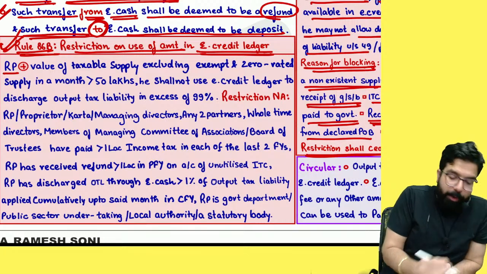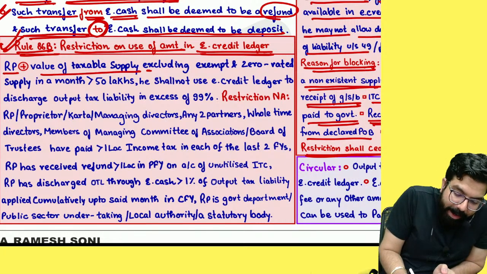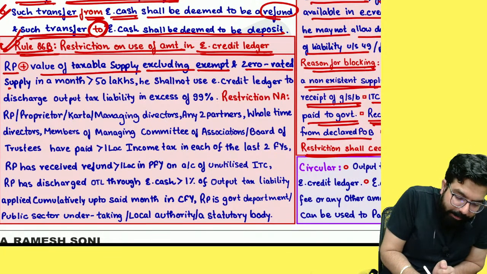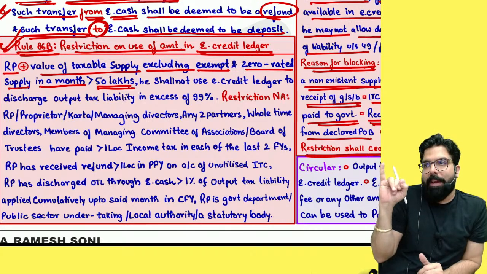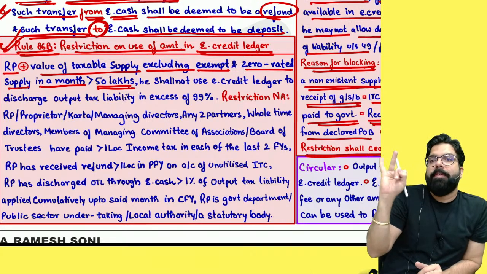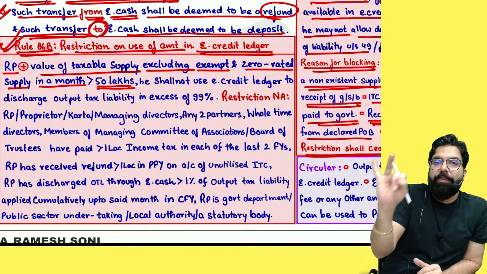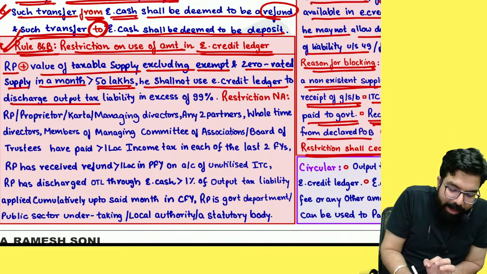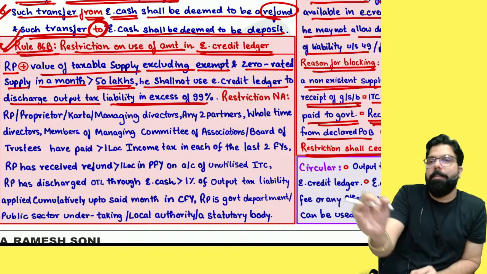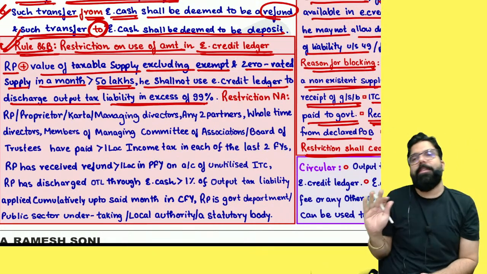A registered person whose taxable supply, excluding exempt and zero rated supply, in a month is more than how much, everyone? 50 lakhs. Remember, first of all, you should be a registered person whose supply is more than 50 lakh rupees. Then he shall not use credit to discharge his liability in excess of 99%, means 1% has to be paid in cash.